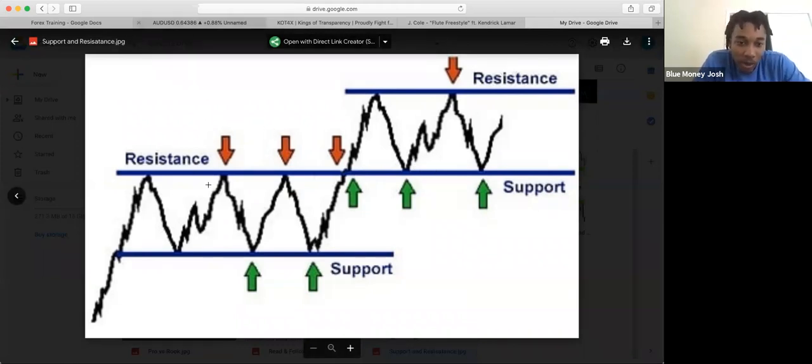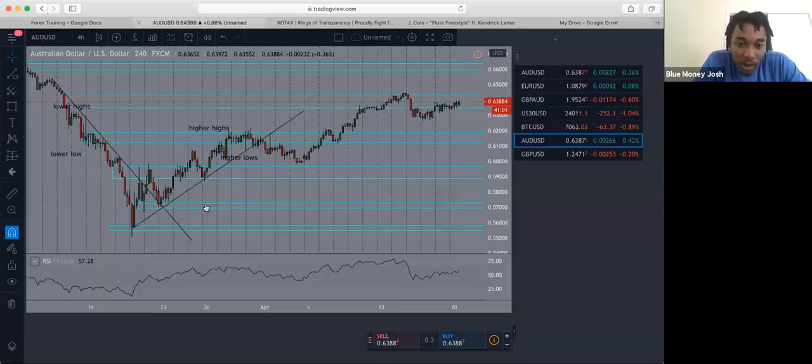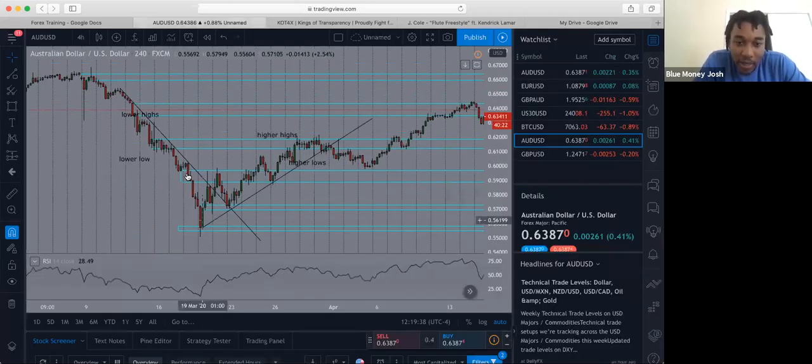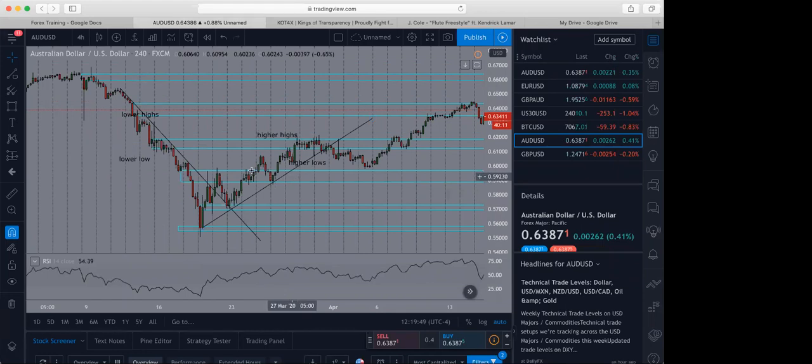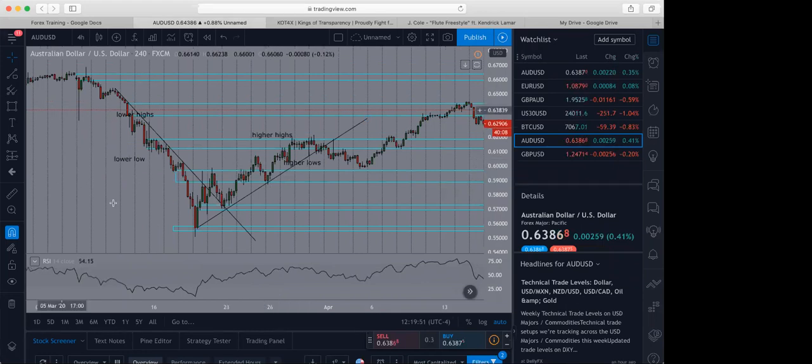So same thing with this one. That's what the zones are. This was the support and this was the resistance. Now it broke through the resistance. Now this is now the support. Okay. Get it? Yeah, I got it. Perfect. All right, cool.